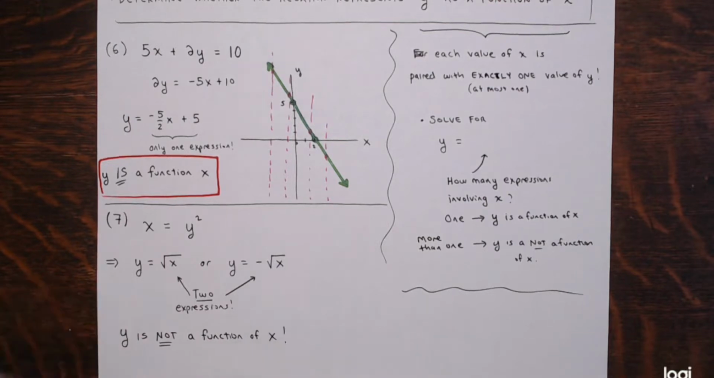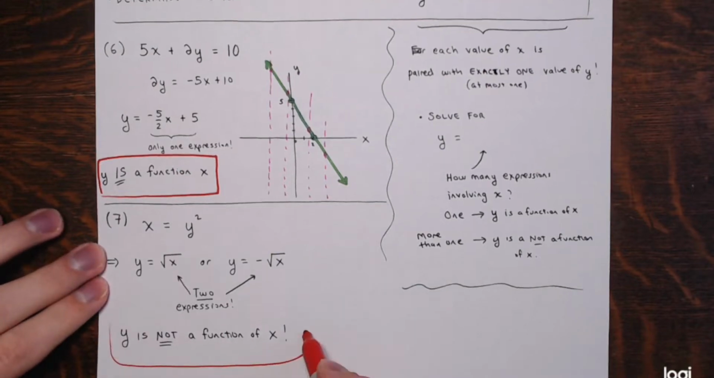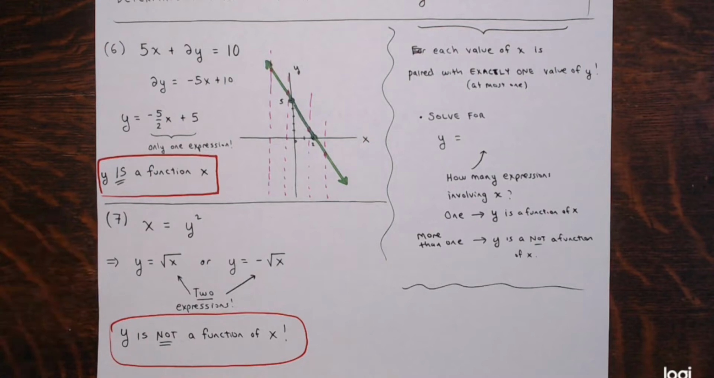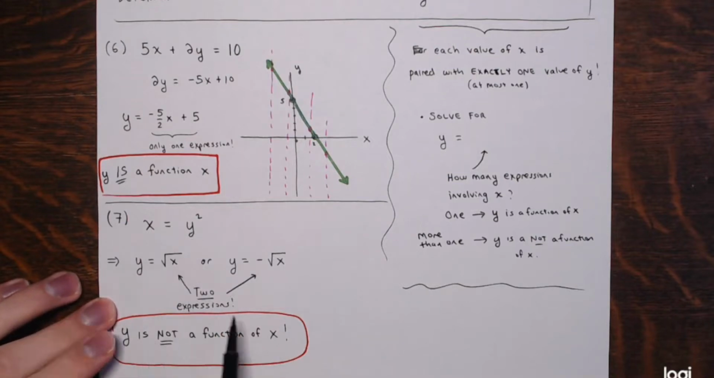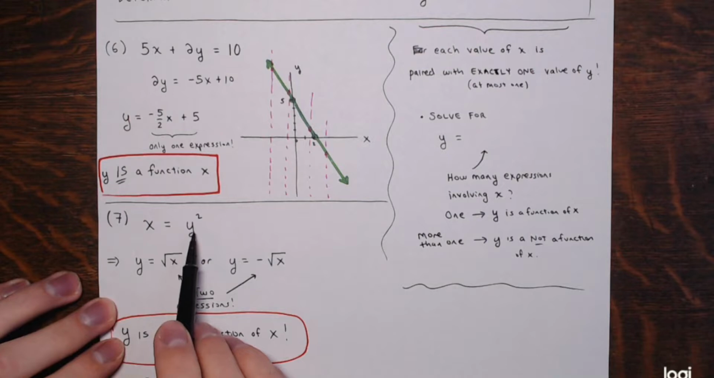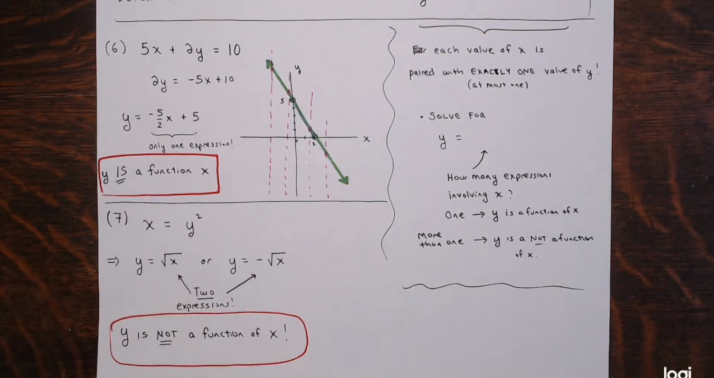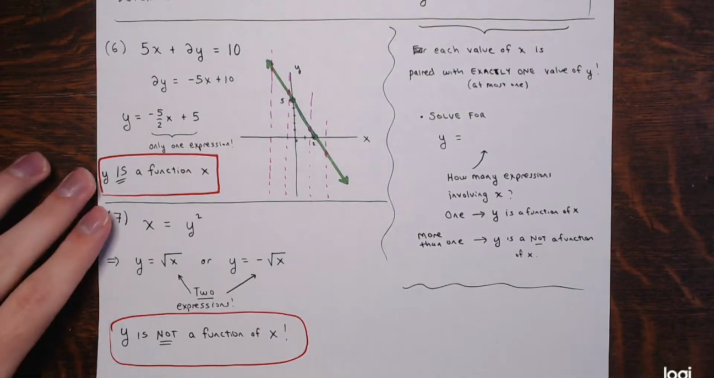All right, let me show you a specific example why this is the case. How come y is not a function of x? Now, x is a function of y. If you switch those, x is a function of y. There's only one expression when you solve for x, which it already is, involving y that x can be equal to. So be careful with that. They might ask you some other way around stuff, but y is not a function of x.